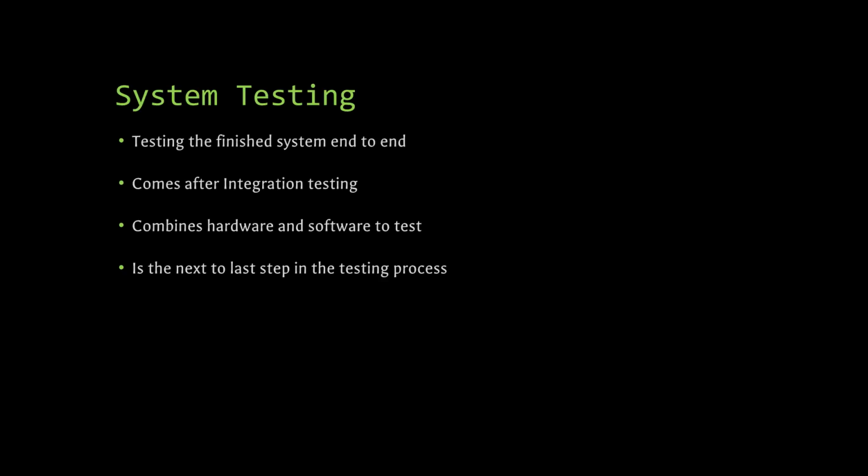System testing is testing the finished system from the beginning all the way to the end. It comes after integration testing. It combines the hardware and the software to test. So you're basically taking the system or the software and you're running it on the desired system. It's the last step in the testing process. When you have a successful system test, you have a completed project.